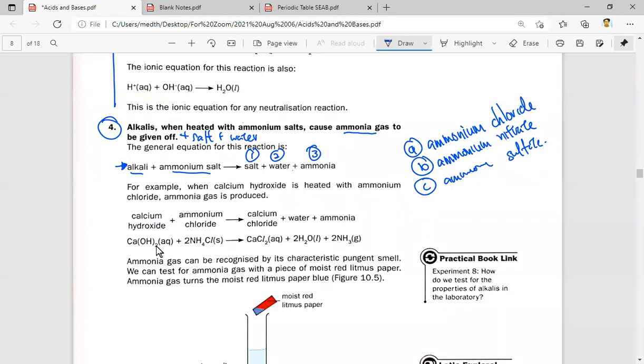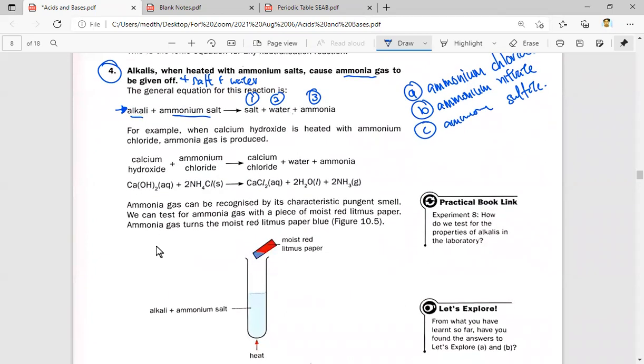For those of you who are quite sharp, you realize that ammonium chloride, ammonium nitrate, ammonium sulfate, chloride, nitrate, sulfates are actually similar to the salts they can get from using hydrochloric acid, nitric acid, and sulfuric acid. So chloride, nitrate, sulfates are your three common salts that you need to be familiar with. Okay, next. Now, as mentioned, this is the reaction.